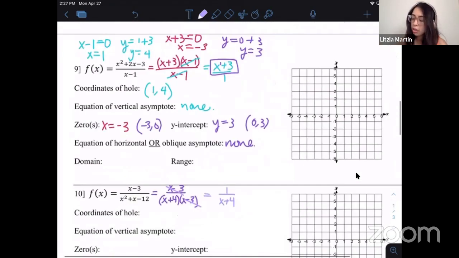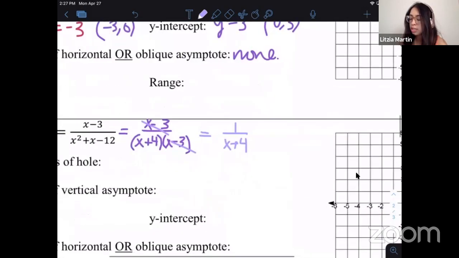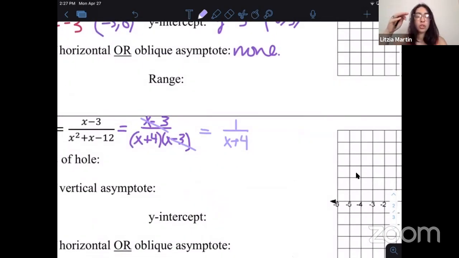Number 9, the 1 was in the denominator. So it made it so it's no longer technically a rational function. It's just a line. Whereas here, the 1 is in the numerator. So it's still a fraction. X plus 4 is still creating a vertical asymptote. So this is still a rational function. We're going to just keep going and keep finding everything that we need to.